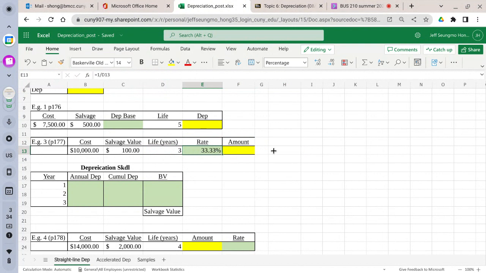I've been telling you, I still noticed in the homework that you're still rounding up. You still let the Excel round up. I've been telling you to use 2 to 3 decimal places by default, right? You might wonder why. It makes a difference because in this case, it is 33.33. If you let it round, it will come to 33%.